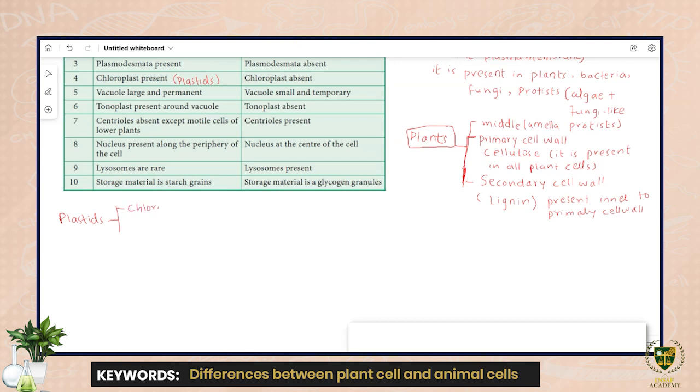The chloroplast, the chromoplast, and the third one is the leucoplast. Here, all these are present only in the plant cells. Here, the chloroplast, it possesses the chlorophyll.